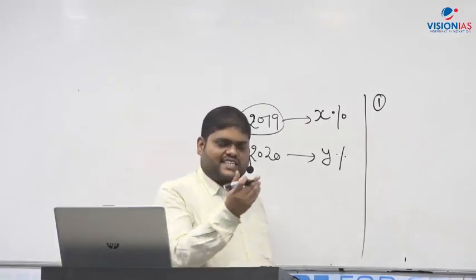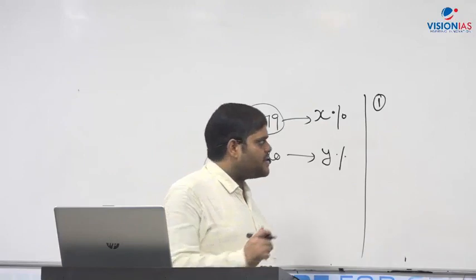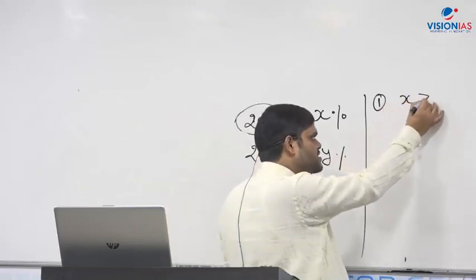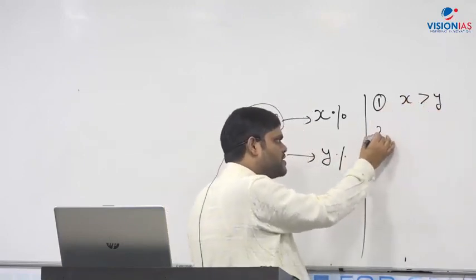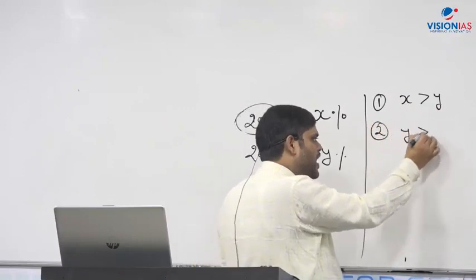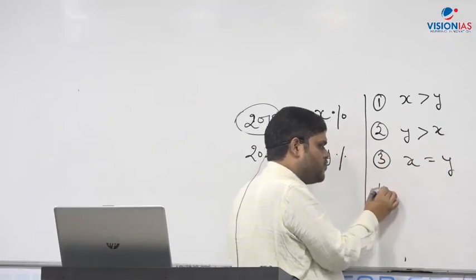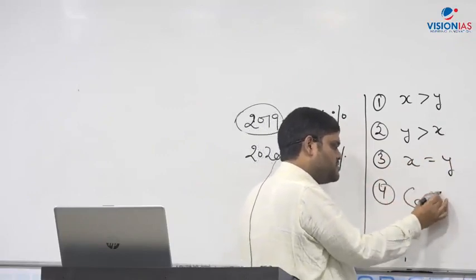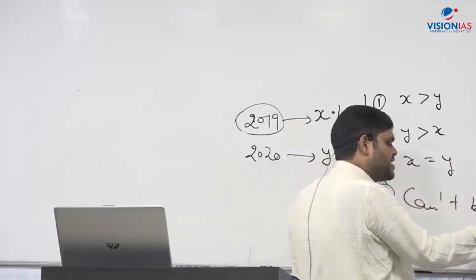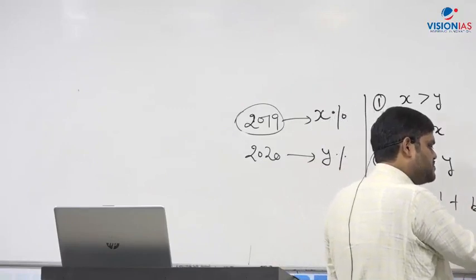Which can be drawn from the above statement? The first option is X is more than Y. Second is Y is more than X. Third is X is equal to Y. And fourth is can't be determined.